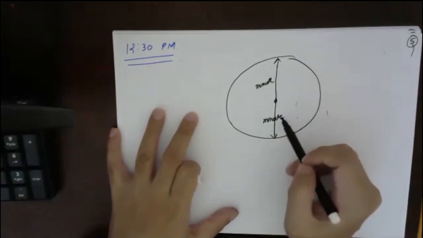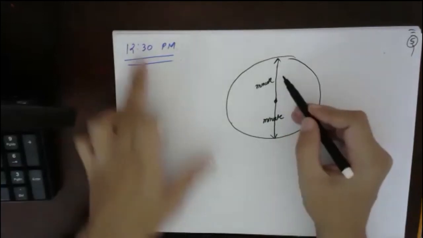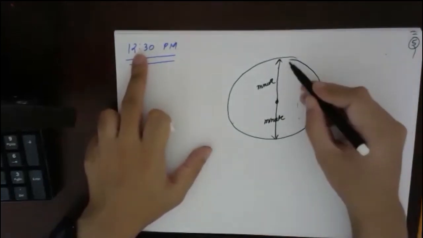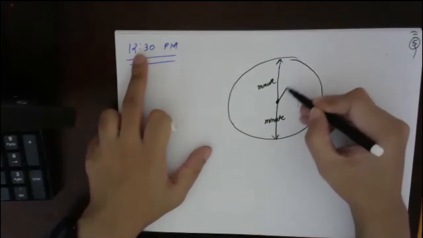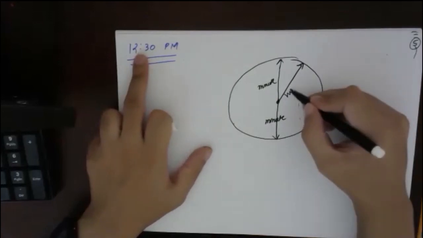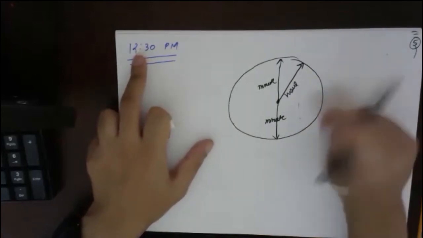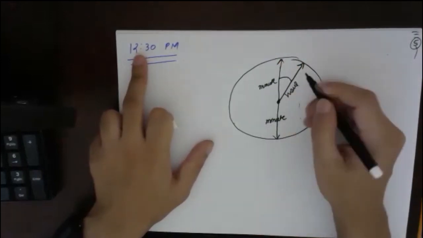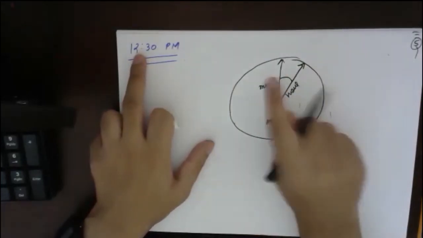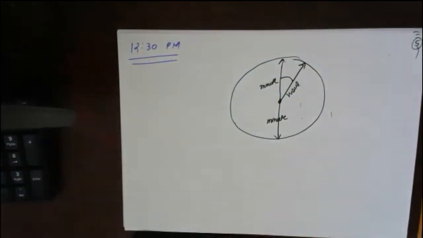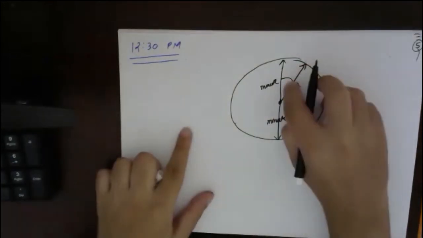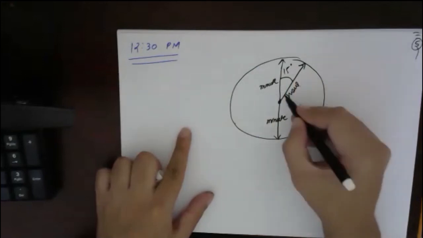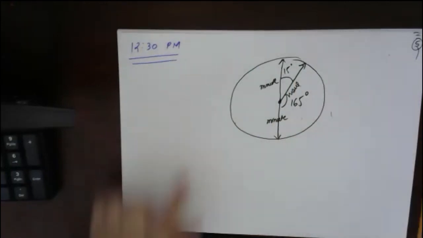Now, for these 30 minutes, the hour hand has also moved, somewhere in between. So now this is our hour hand. This is very simple. The hour hand moves 30 degrees every 1 hour, so 15 degrees every half an hour. So this angle will be what? 15 degrees. The total is 180, and 180 minus 15 is 165. 165 degrees. And this is very simple.